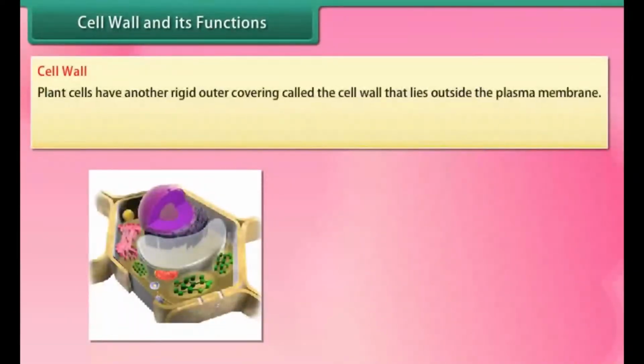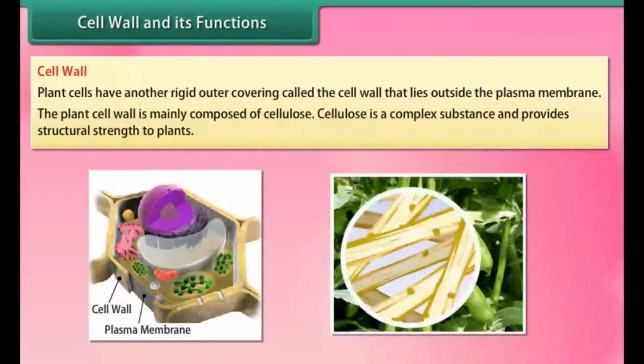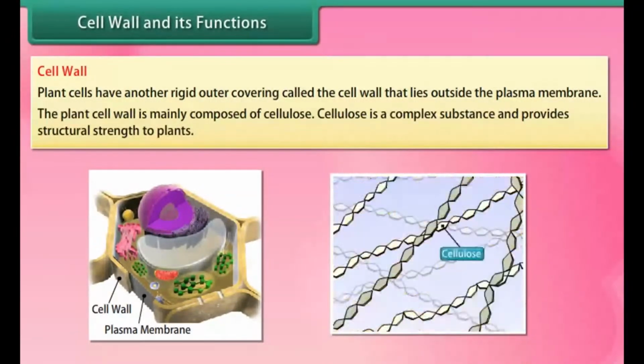Cell wall and its functions. Cell wall. Plant cells have another rigid outer covering called the cell wall that lies outside the plasma membrane. The plant cell wall is mainly composed of cellulose. Cellulose is a complex substance and provides structural strength to plants.